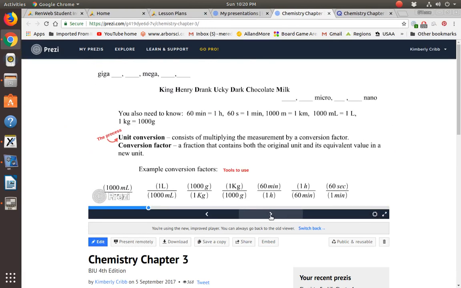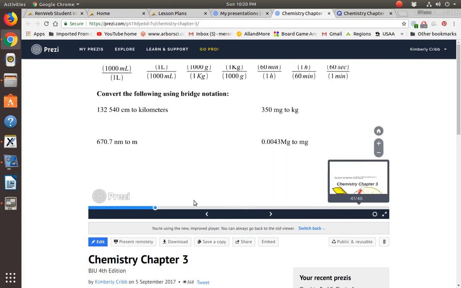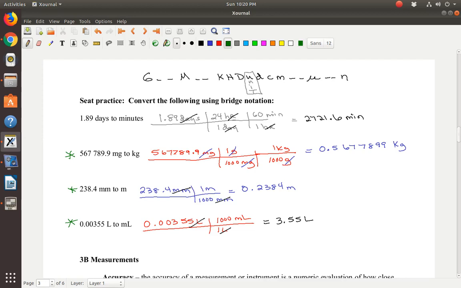And then the unit conversion is just the process. The process is the unit conversion. The conversion factor is the tool that we use. So the tools that you use are the conversion factors to do the process. And so we just did all these already. So back to our notes. All right, so that's where we are.